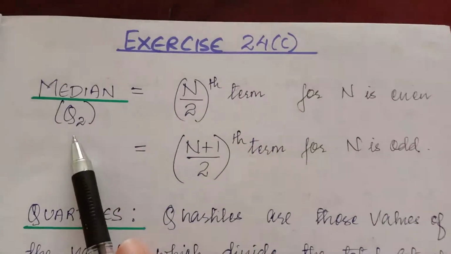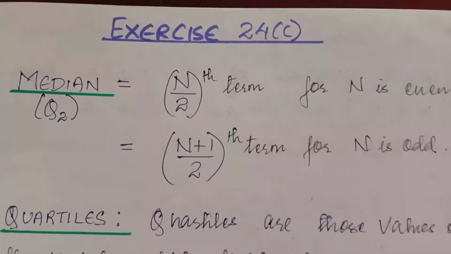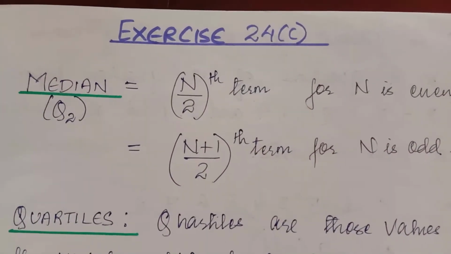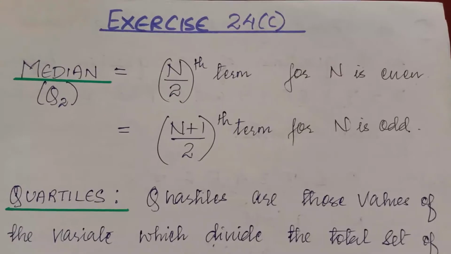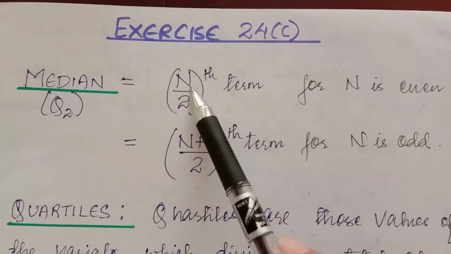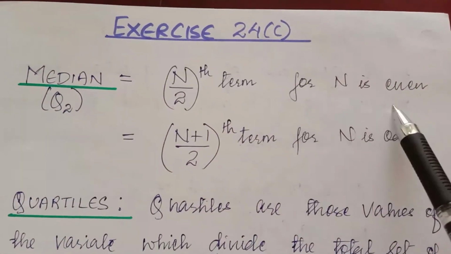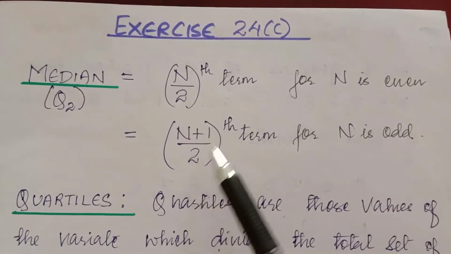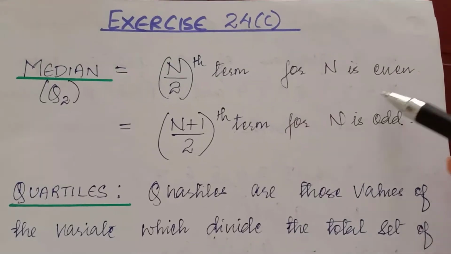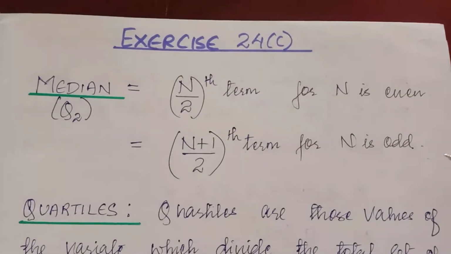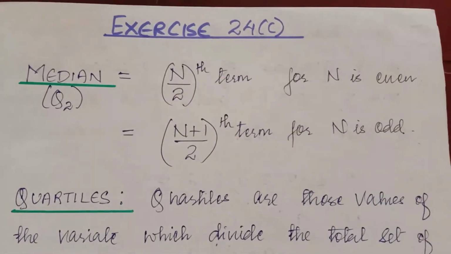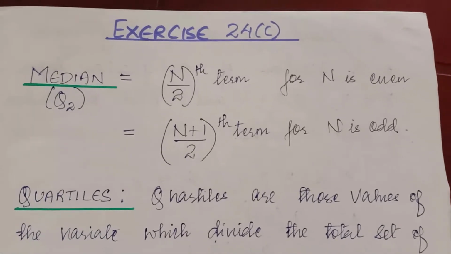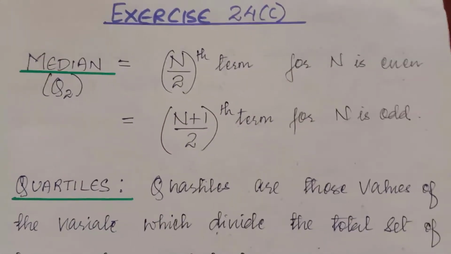And here is a formula for median when the question is given in tabular form, in a table. Here the formula is n by 2 th term for n even, you can use small n also, and (n plus 1) by 2 th term for n odd. This is for the table. If the question is given in tabular form, this is the formula, and if the question is given only as numbers, you have to use the previous formula.